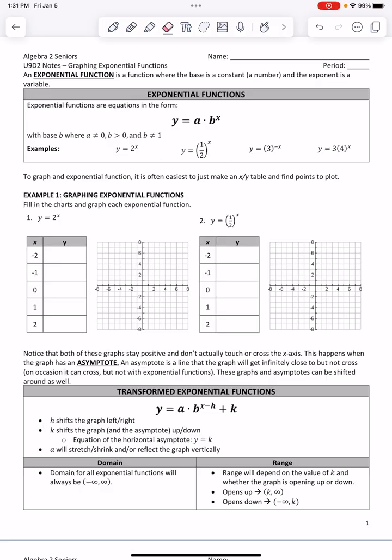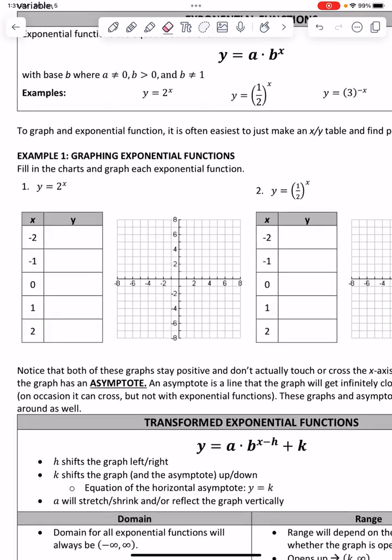So some examples of exponential functions right here, like y equals 2 to the x, y equals 1/2 to the x. So all these are exponential functions. To graph an exponential function, a lot of times it's just easiest to make an xy table and plot those points. So that's what we're going to do.